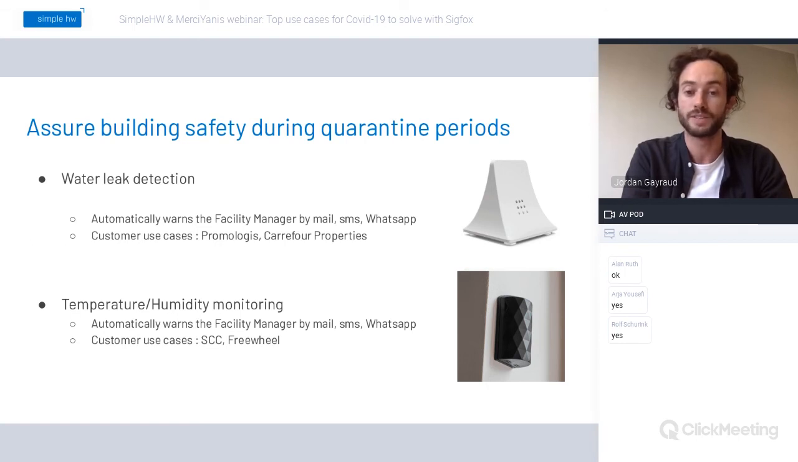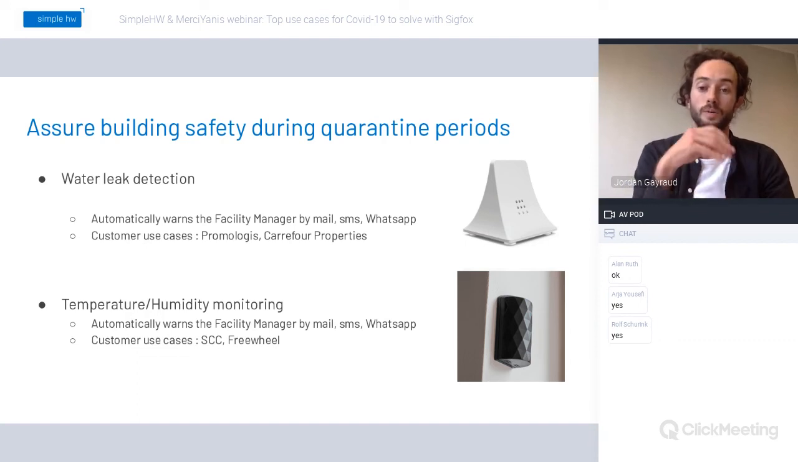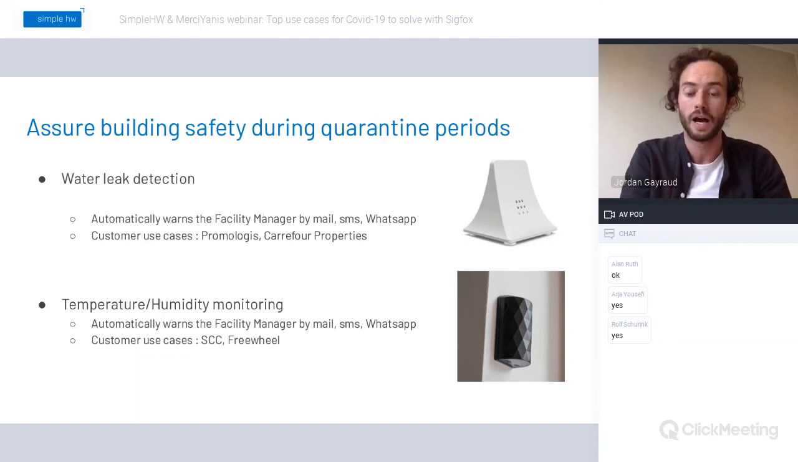The second one is Carrefour Properties. Carrefour is a large French company owning several malls, and they are using the water leak sensor to avoid too much water on the roof, because they had a problem several years ago. The roof of one of the malls fell apart because too much water was stuck on it, and there was too much weight, and the structure didn't make it.